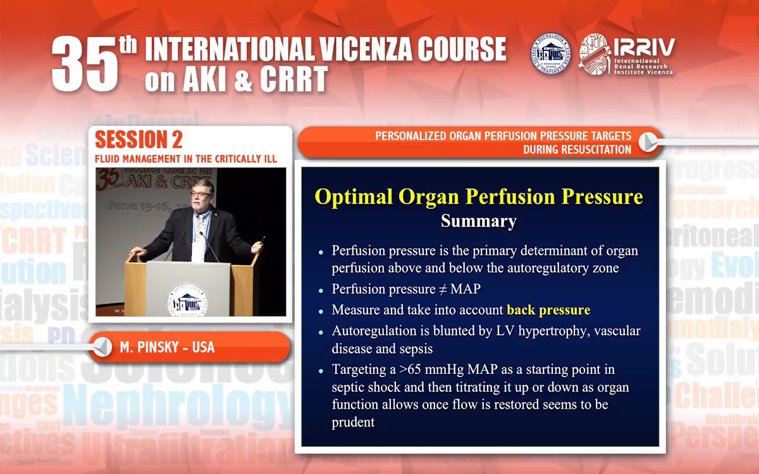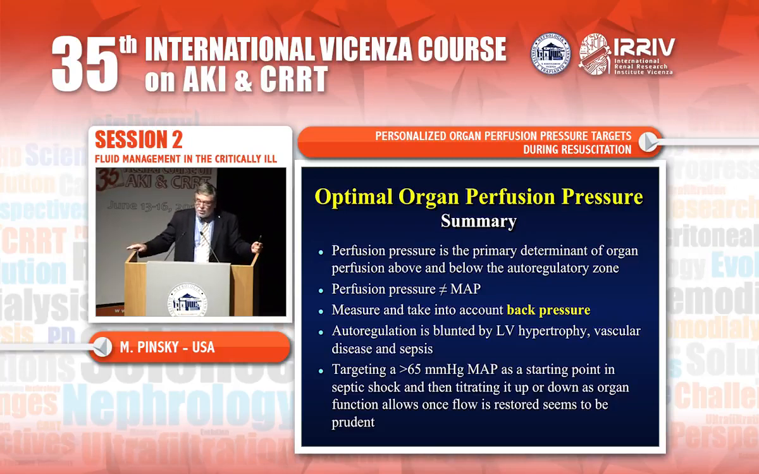And remember that in various disease states, such as left ventricular hypertrophy, vascular diseases, and sepsis, the autoregulation is blunted, and therefore targeting mean arterial pressure and organ perfusion pressure as specific goals in resuscitation makes sense. But then you must look at end organ function, in the case of the kidney urine output, to see if in fact it is improving.